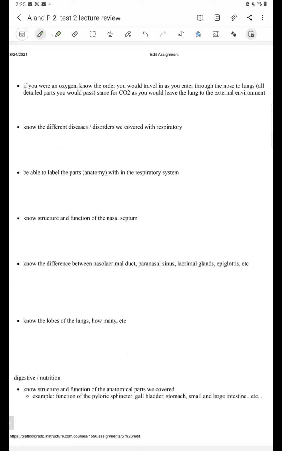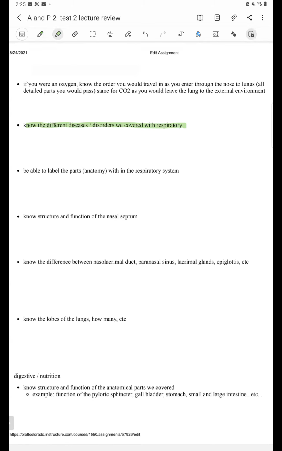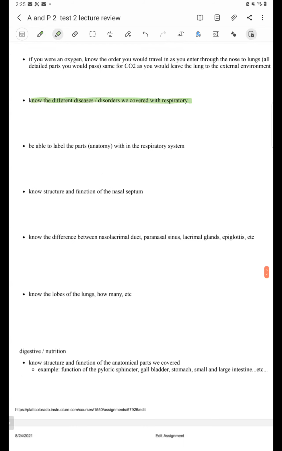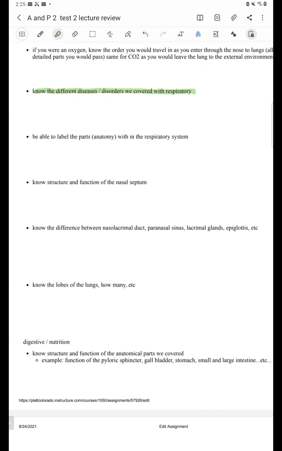Okay, anytime we covered some of the diseases and disorders and stuff, just make sure you know them. For A and P, it's fairly minimal. Okay, when we get to patho, obviously we're going to get into a lot more detail of different respiratory problems. Okay, like for example, what is asthma? Okay, I think that was one of the things that we covered.